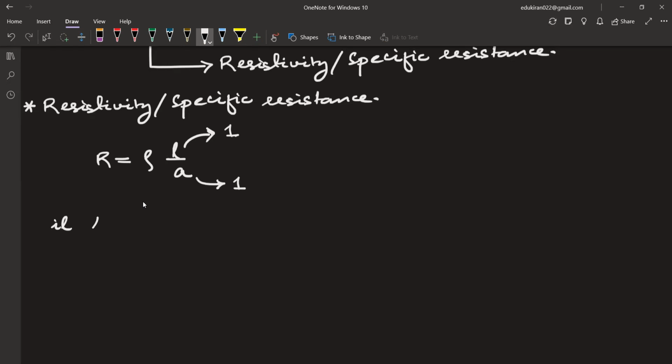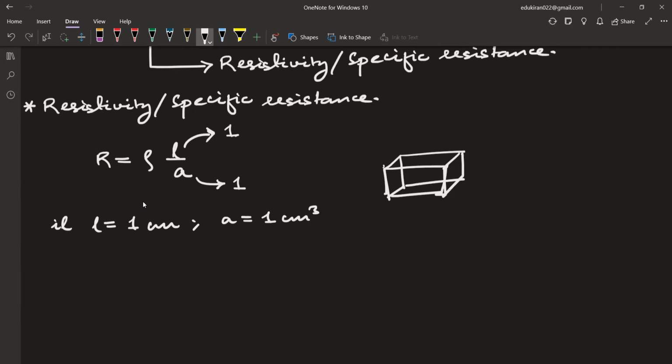If L is equal to 1 centimeter, A is equal to 1 centimeter square. That means we have taken a particular conductor whose length is 1 centimeter and its cross-sectional area is also 1 centimeter square. And then we have measured R. So R will be equal to rho into 1 upon 1. So R is equal to rho when L is equal to 1 centimeter and A is equal to 1 centimeter square.